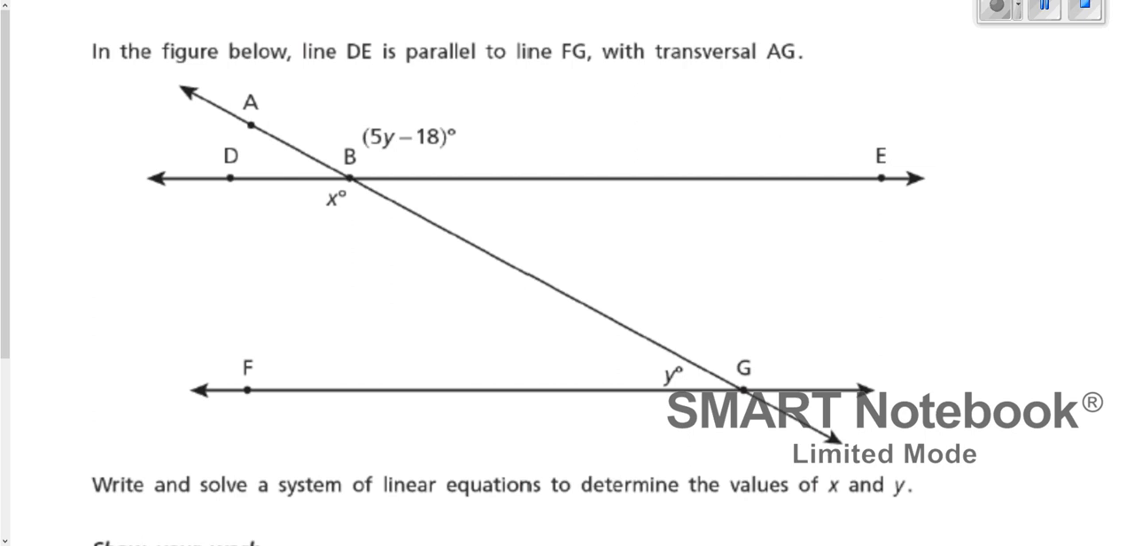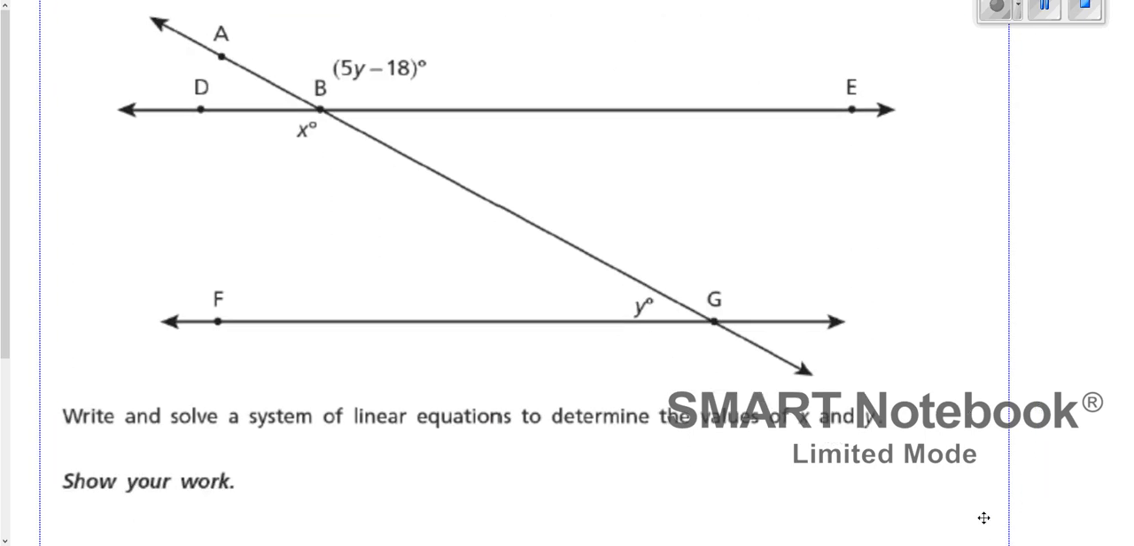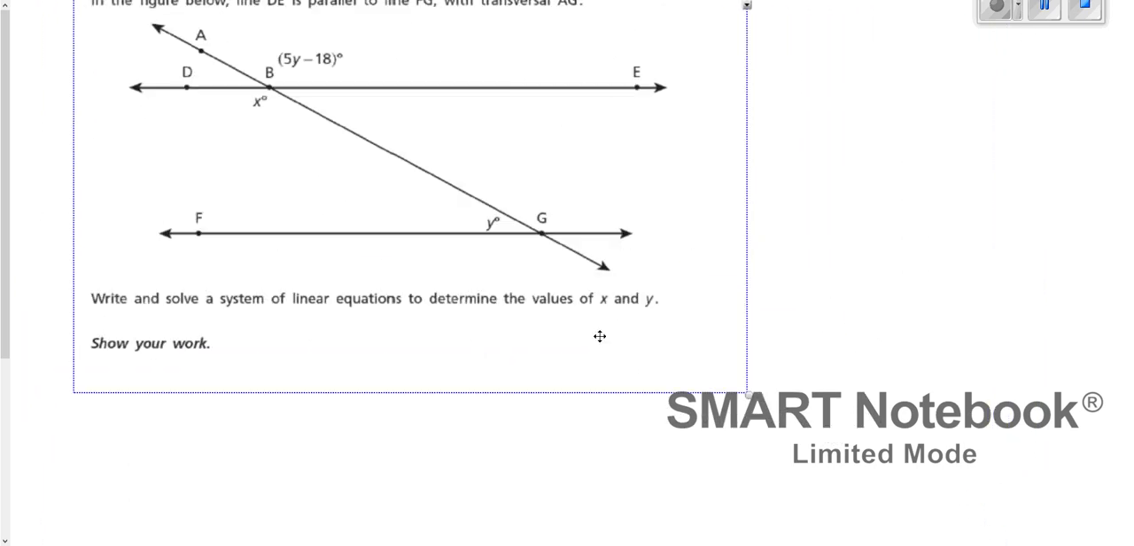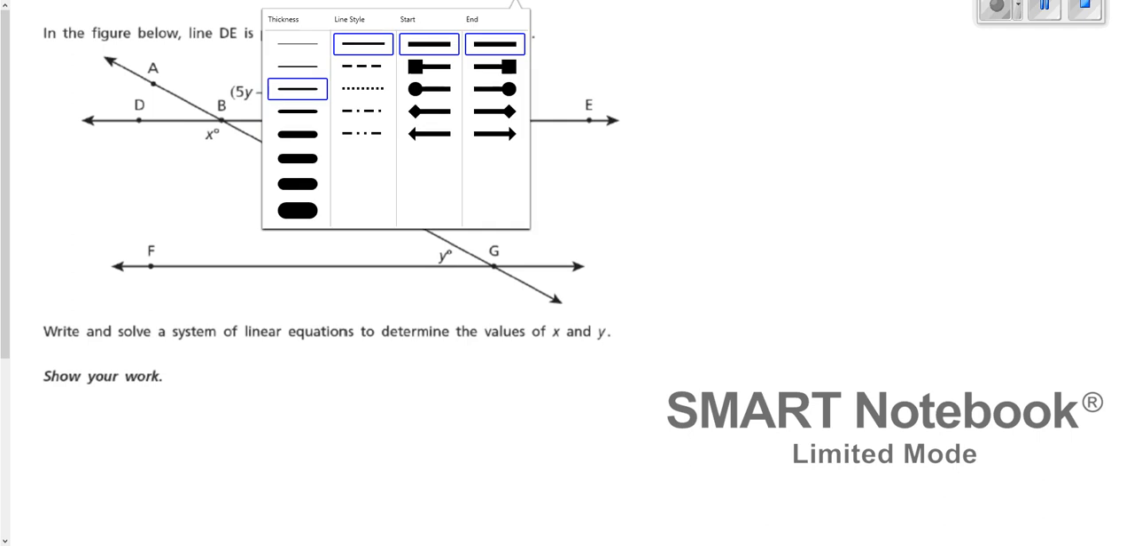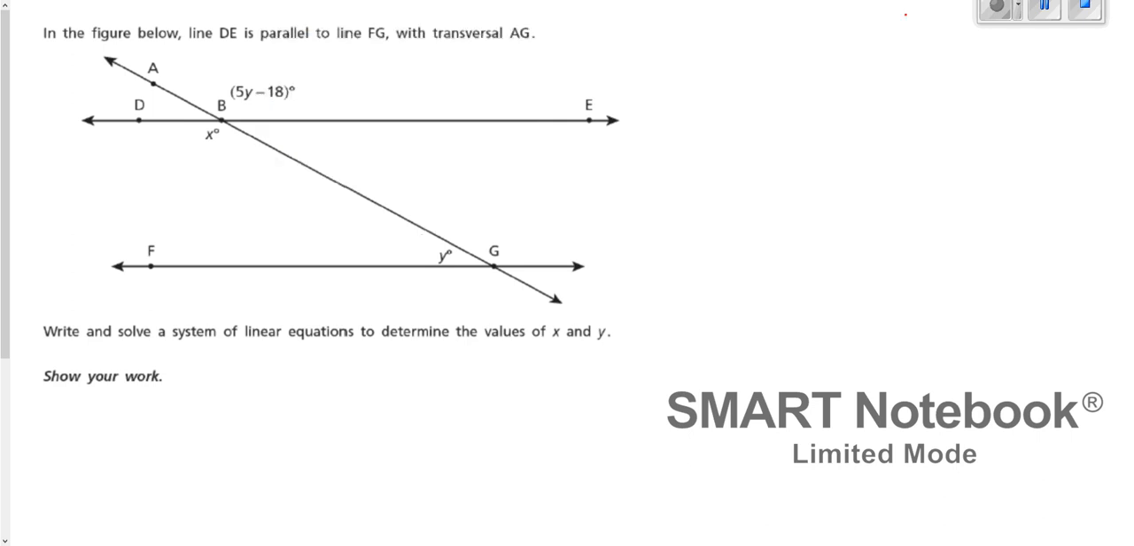All right, so let me make this a little smaller so it all fits on the page at one time. This is an old state exam question that combines two topics that we've learned this year. It says in the figure below, line DE is parallel to line FG with a transversal AG. Nothing super important in that sentence, just telling you that we have that nice situation with the parallel lines being cut by a transversal, so we have all those angle relationships. Write and solve a system of linear equations to determine the values of x and y.